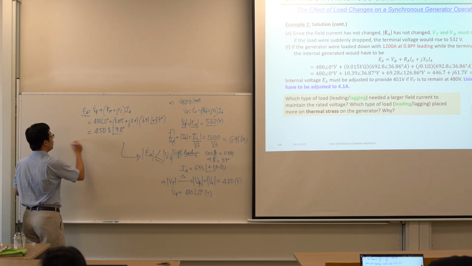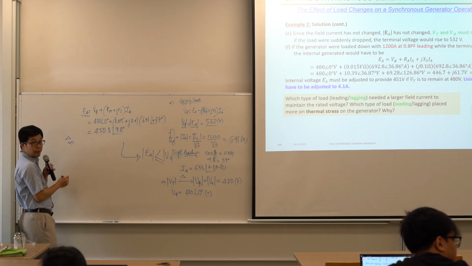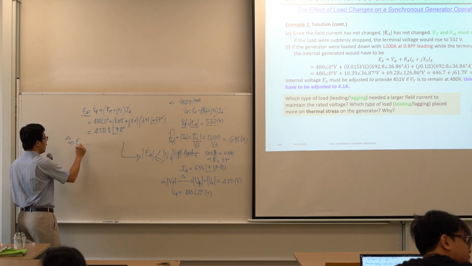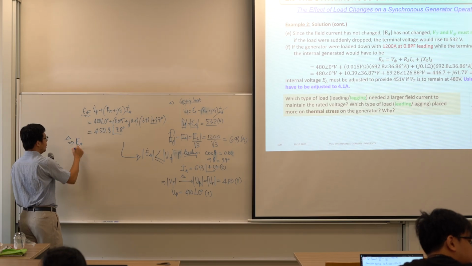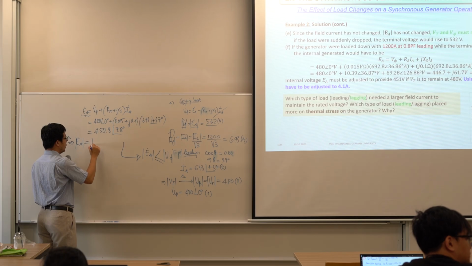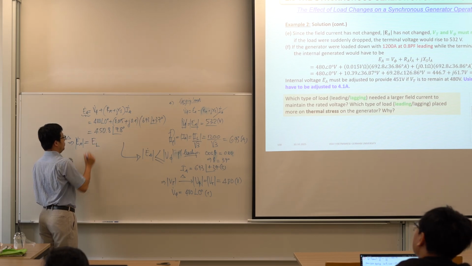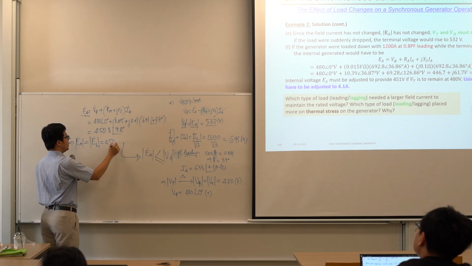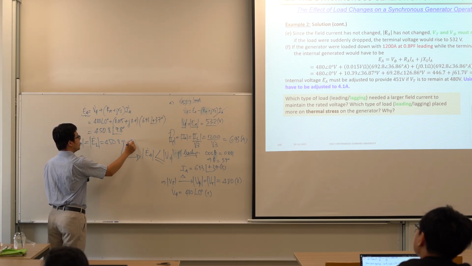So now, remember we have a delta connection. So EA is equal to what? Equal to E line, right? Equal to 450.8, or nearly 451 volts.